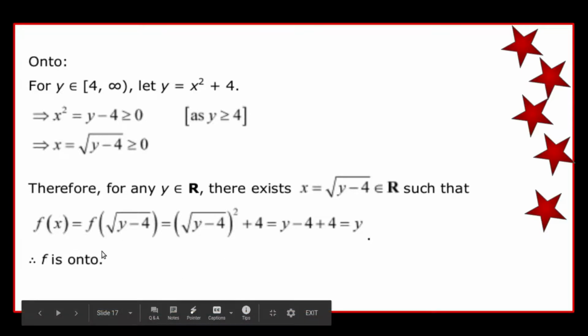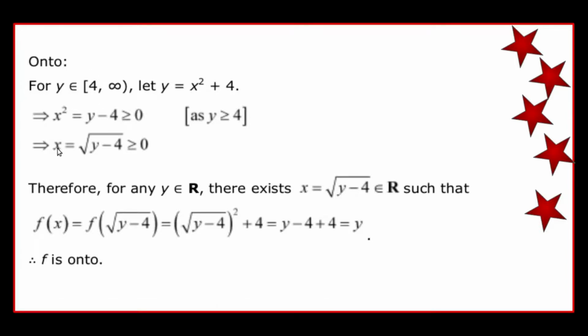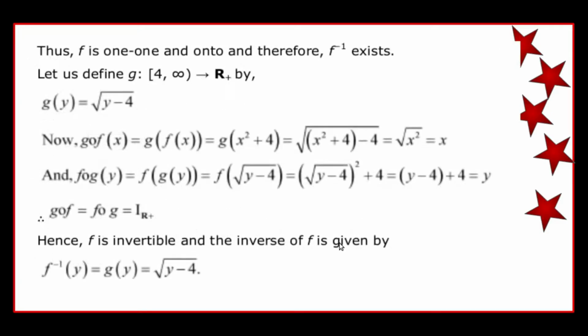So for any y belonging to the codomain, there exists x equal to root of y minus 4 belonging to R plus, such that f of x equals y. So f is onto. So f is one-one and onto, therefore f inverse exists.